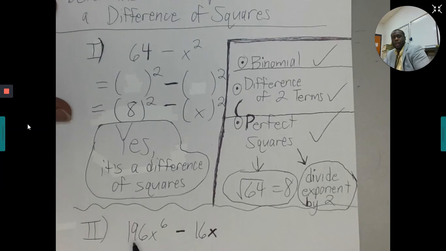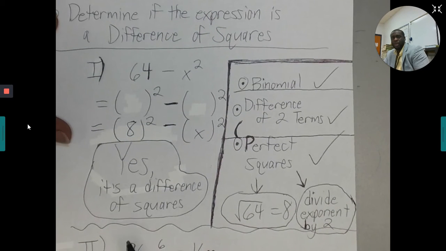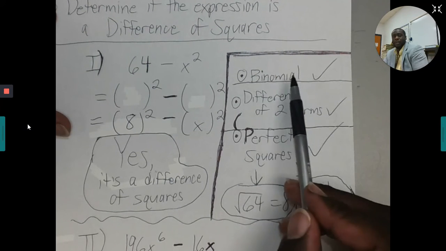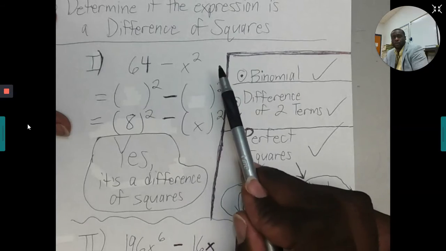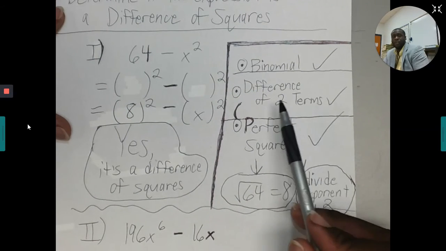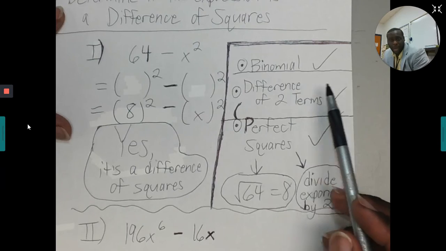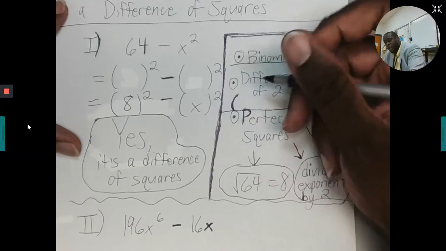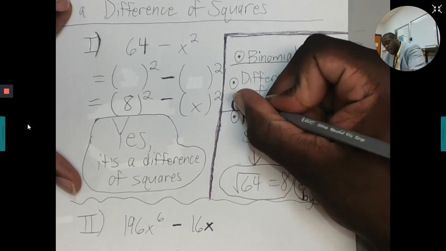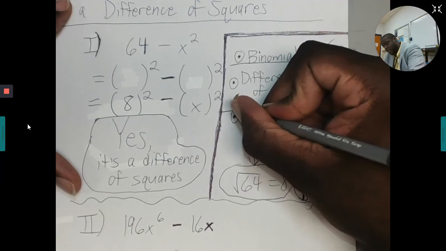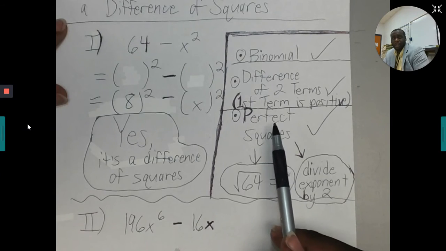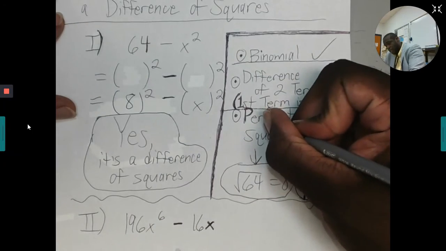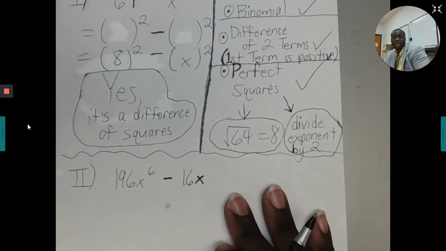Before we look at this second one, where we're determining if the expression is a difference of squares, again, folks, you have to know that it's a binomial. It's got to be the difference of two terms. In other words, it's got to be where you're subtracting two terms. Now, when you're talking about the difference of two terms, that first term has to be positive. The first term in that difference must be positive. And also, you have to make sure that both terms are perfect squares. So again, both terms must be perfect squares. All right, so let's look at this next example.